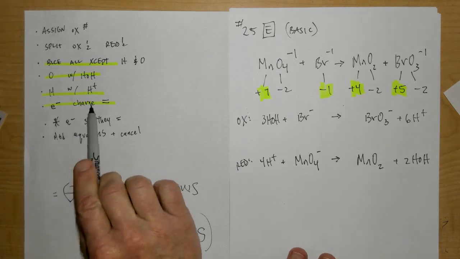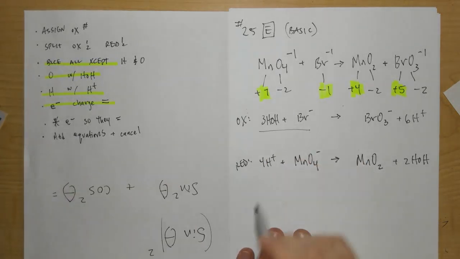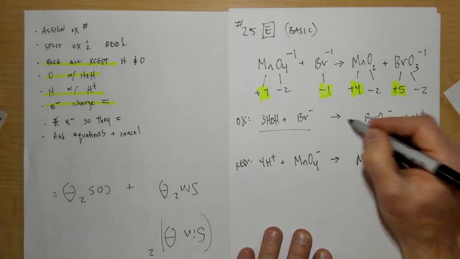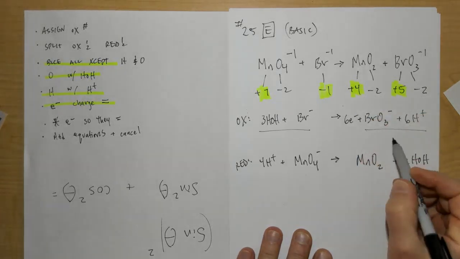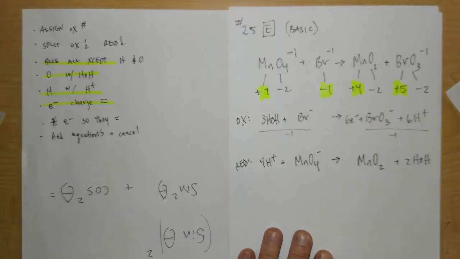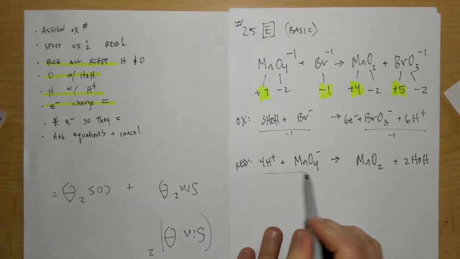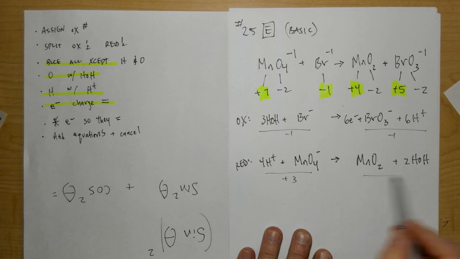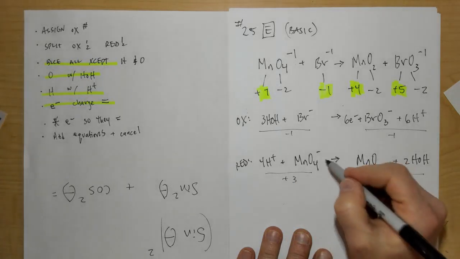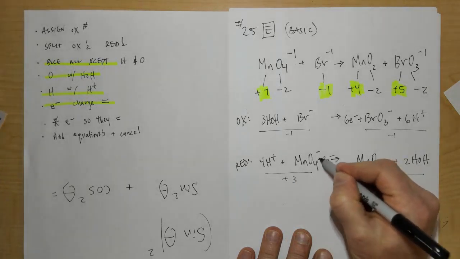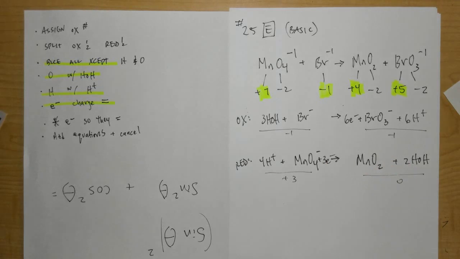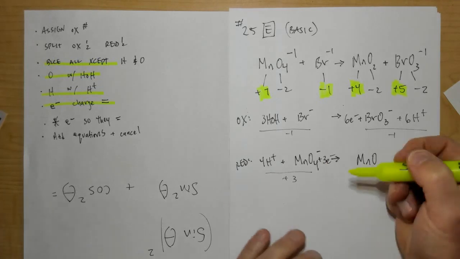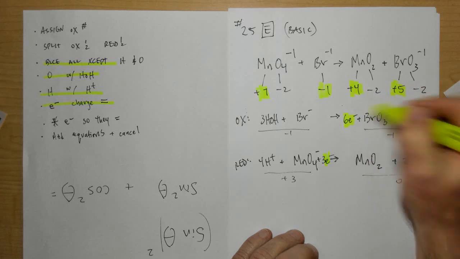Now balance the charges with electrons. -1 here, +5 here. So that means I'll need 6 electrons here to get this to be -1, so this is -1. Over here I've got +3, and over here I have 0, so that means I'm going to need 3 moles of electrons here. Notice this time, highlight these guys, this is 3 electrons and this is 6.